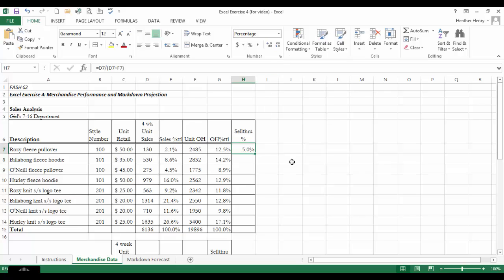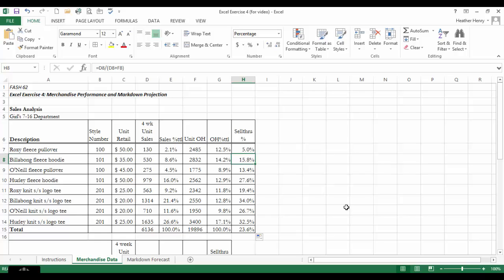So let's go ahead and look at the sell-through information for the remaining styles. We will go ahead and use our fill formatting to do so, and I'm going to drag it all the way down to my total because I want to see this information on a total level as well. So we can see the Billabong fleece hoodie has a sell-through percent of 15.8%. The O'Neill fleece pullover has a sell-through percent of 13.4%. Our Hurley fleece hoodie has a sell-through percent of 27.6%.